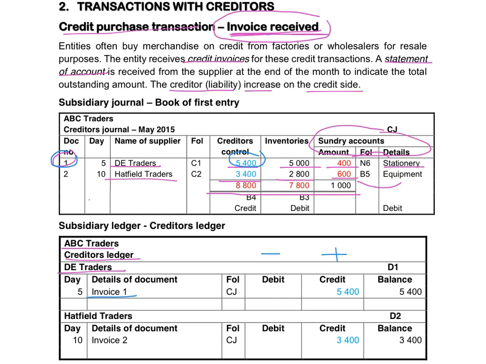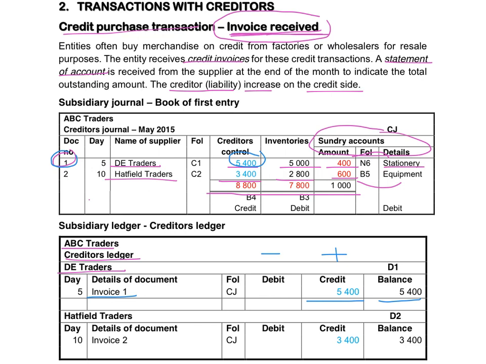So the 5,400 will be recorded on the credit side in the creditor's ledger. As soon as you record an entry, you work out immediately what the balance is, so that you can see how much money you owe the creditor.